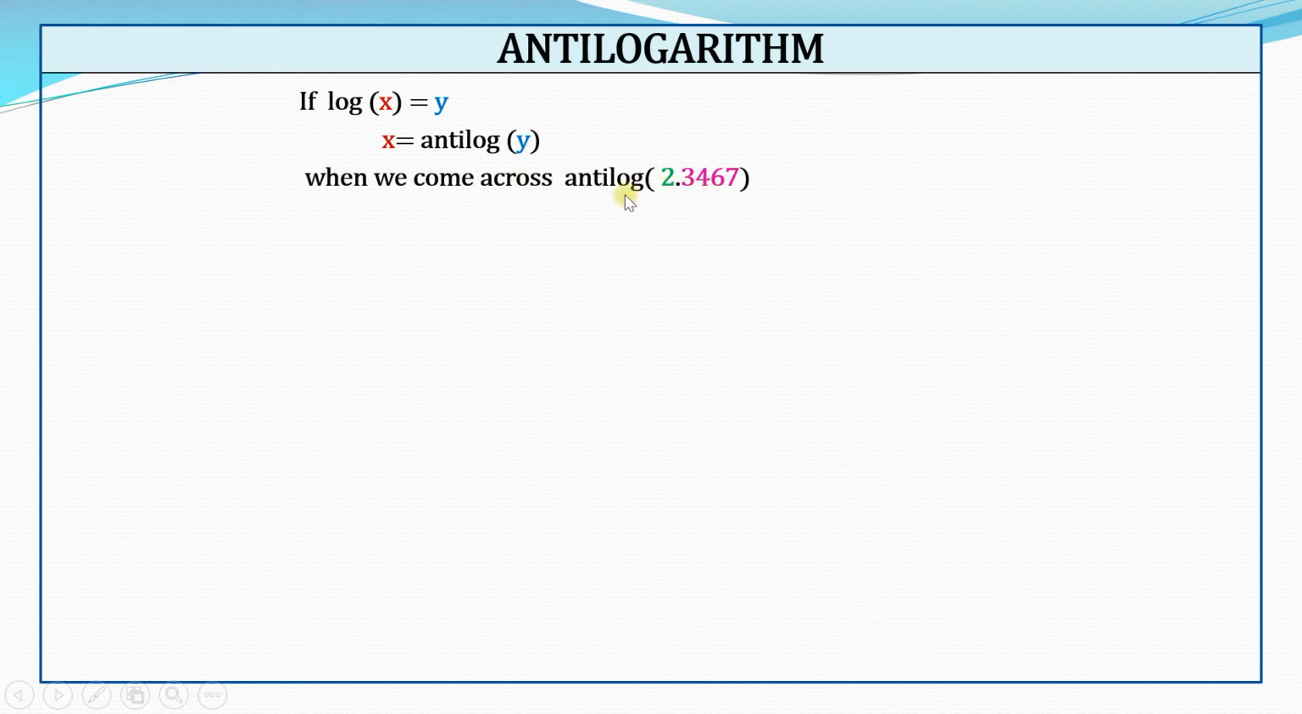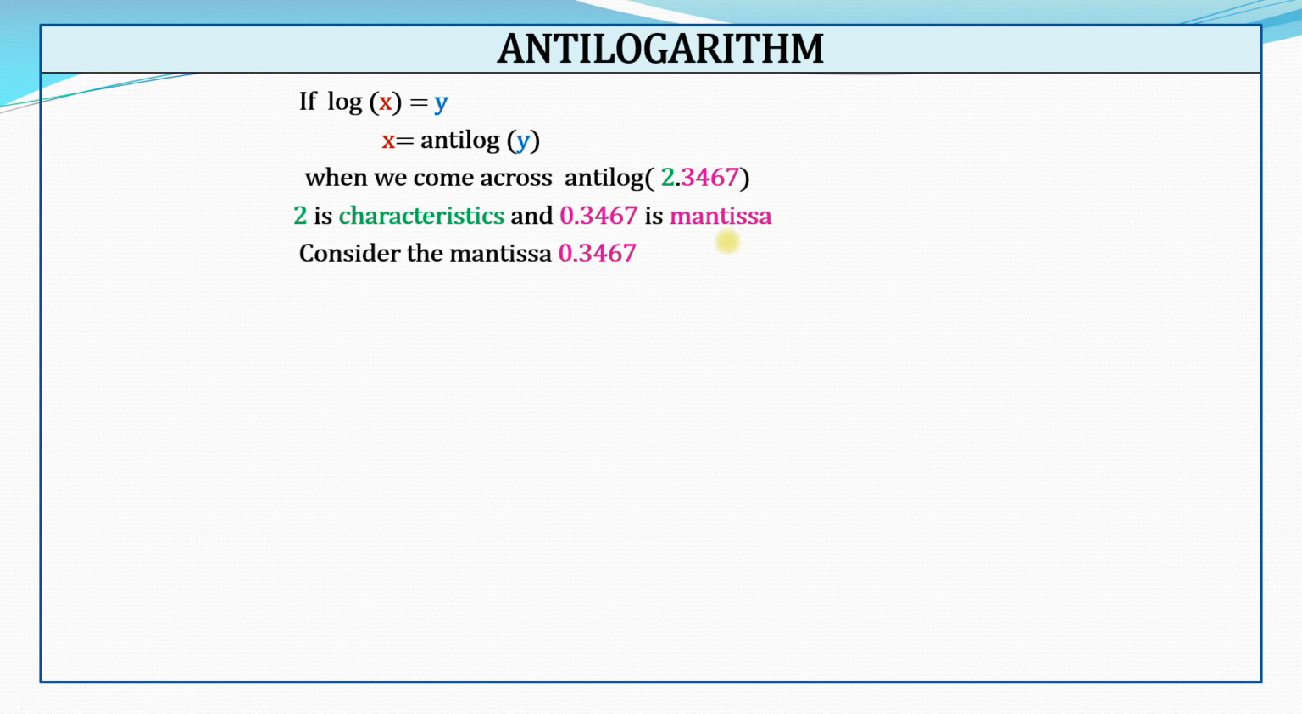Guys, the number whose anti-log you take will always be a logarithm of a number, where the first digit represents the characteristic, that is whatever you have in the integral part, and the rest is the mantissa. And now when you are finding the anti-log, first you have to consider the mantissa and split it into 3 parts: 0.34 as one part, 6 as the second part, and 7 as the third part.